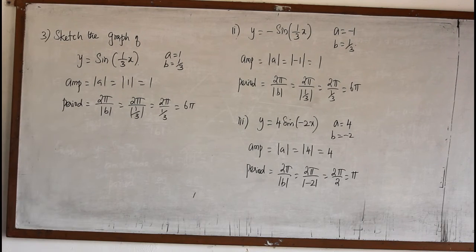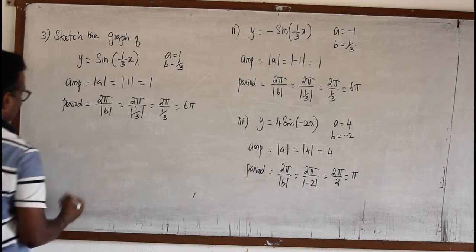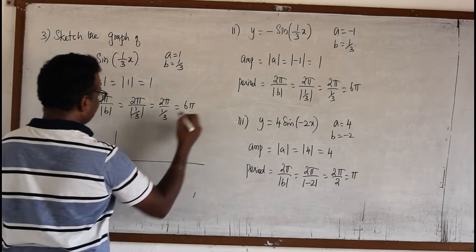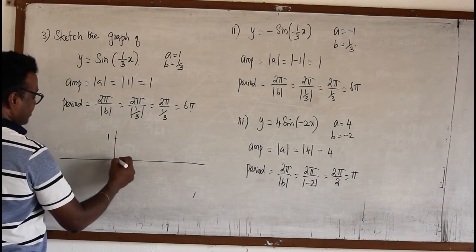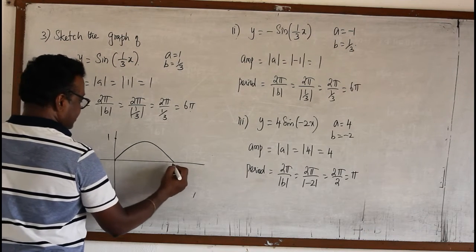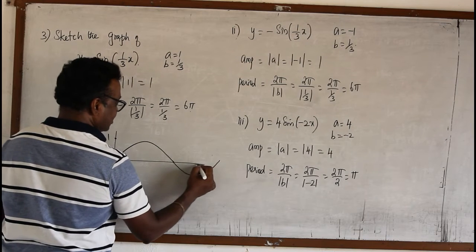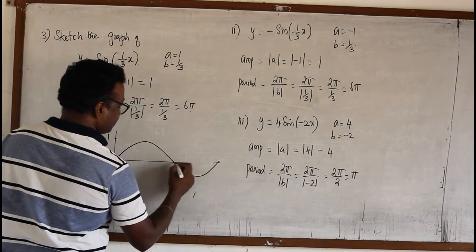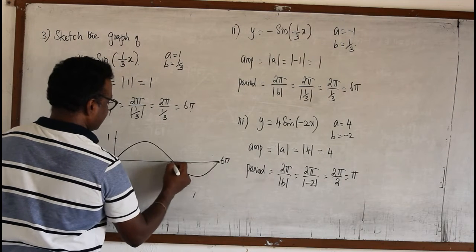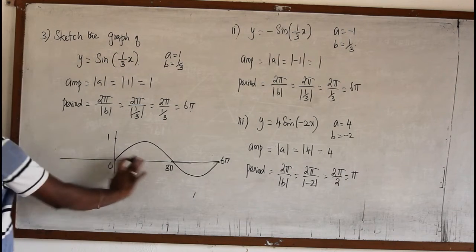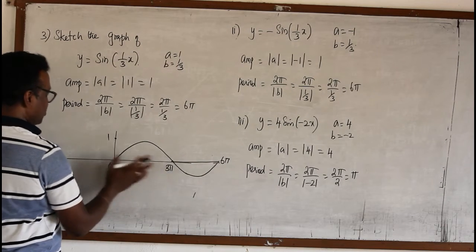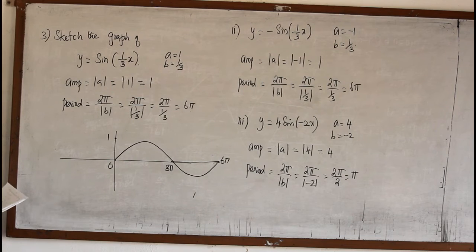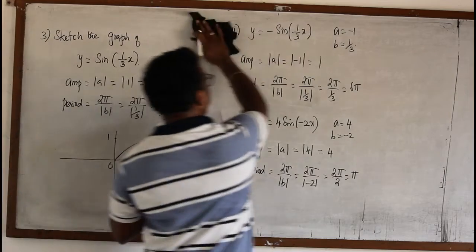That means the curve ends at 6 pi. So in multiples of pi this will become 0. The amplitude is 1, that means maximum value is 1. So the maximum value is 1, and then it will touch at 6 pi. The minimum value will be minus 1. So this is 6 pi. That means this will be 3 pi and this is 0. This is the graph because it exists only up to 6 pi and the amplitude is 1 only. So go for next part.